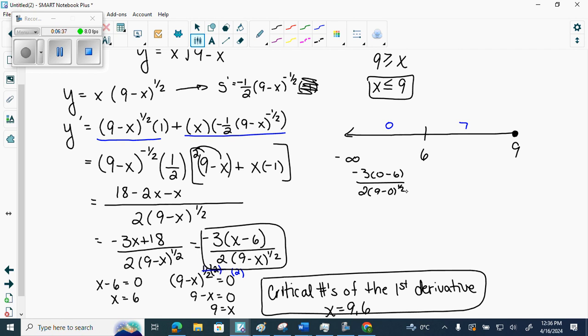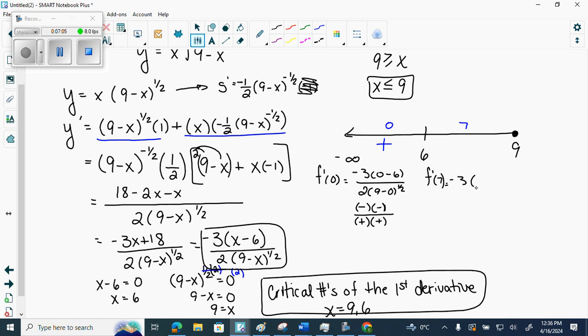We get negative 3, so that's a negative, times 0 minus 6 is a negative, and then 2 is a positive, and then 9 minus 0 is 9, which is positive. So what's a negative divided by a positive times a positive? Positive. And I'm going to try 7. So negative 3. I should write this as f prime of 0 so that whoever's marking it knows. Then f prime of 7.